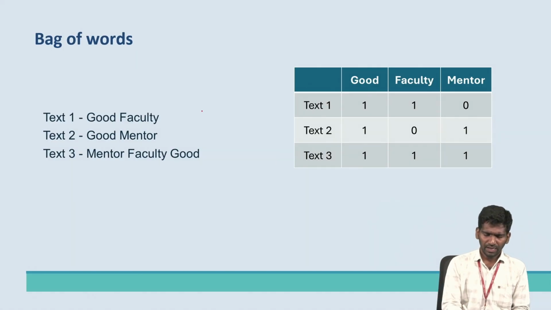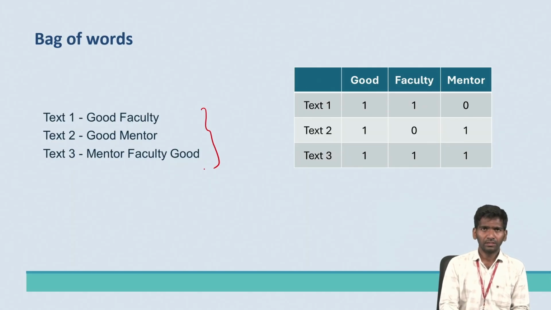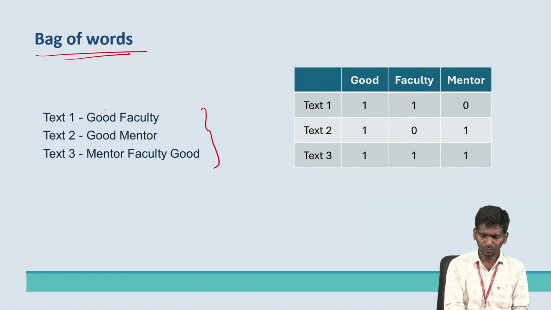Suppose I have 3 sentences. In these 3 sentences, I will use the bag of words technique and try to convert them into vectors. For converting into vectors in the bag of words technique, first you need to see how many different words there are in these 3 texts. Good is there, faculty is there, good is repeating again, mentor is another word. Mentor, faculty already there, good is also there.